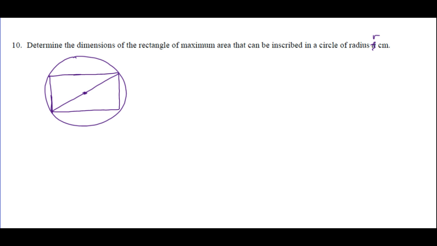Why not use R? I'm going to use R. There, the A has been changed to R. Edit your papers accordingly. So this will be 2R, and let's call this L, and let's call this W. Right? So we've got a length and a width, and then we've got the diagonal, which is 2 radii.